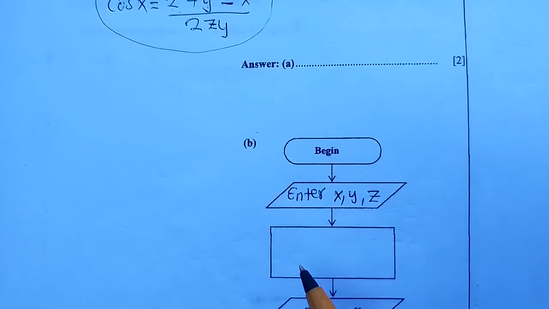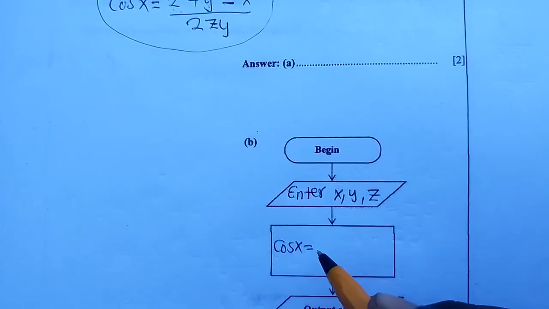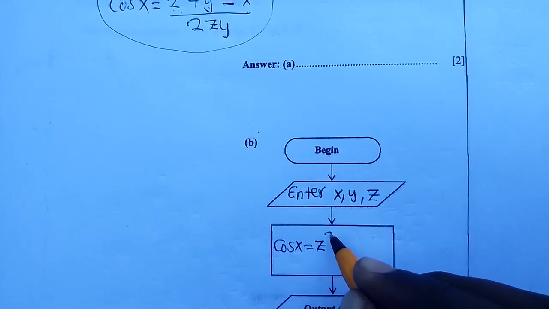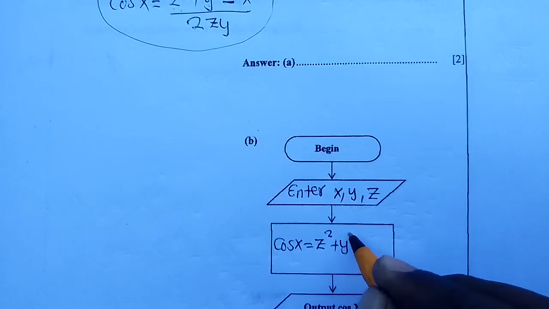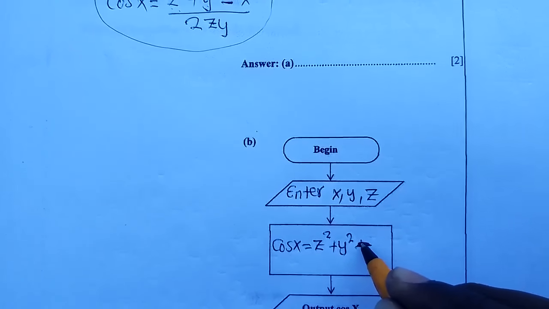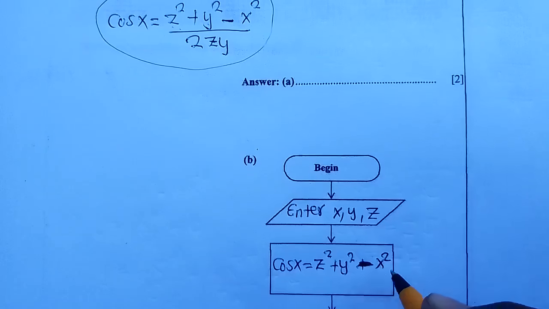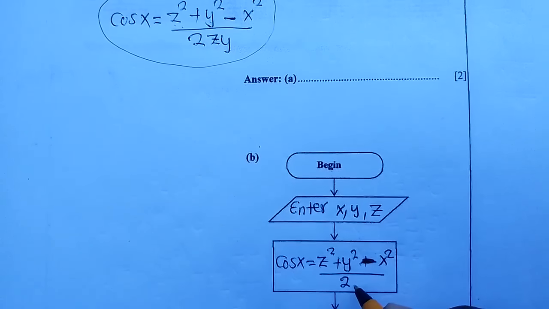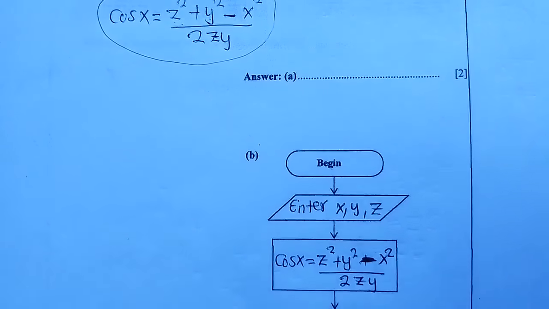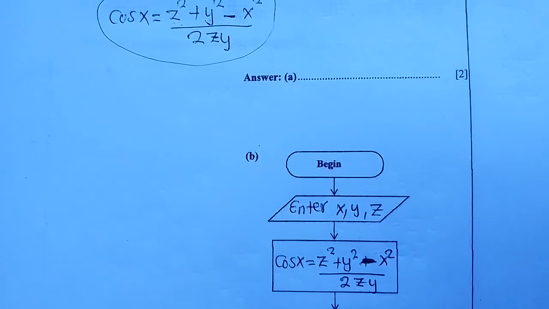This is a rectangle. So just say cos x is equal to z squared plus y squared minus x squared over 2zy. Like that. That's the formula. Then you are done. So you just need to understand this.